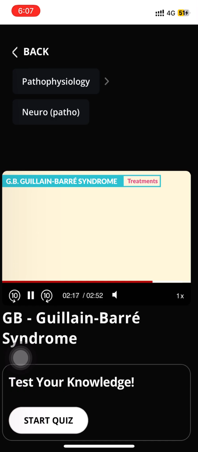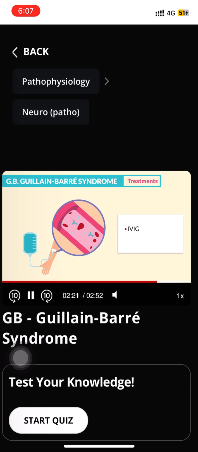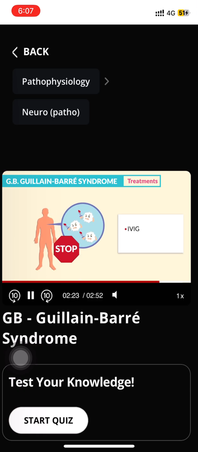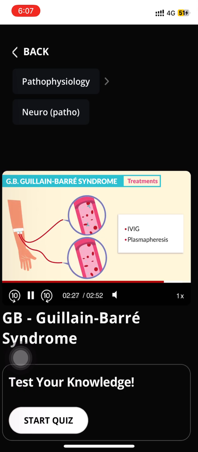And for other treatments that weren't really mentioned by question banks, we can always use IVIG to help the body stop attacking itself and start attacking this IVIG substance. And also plasmapheresis, which is basically just plasma exchange. It filters the blood to remove antibodies that contribute to the destruction of neurons.